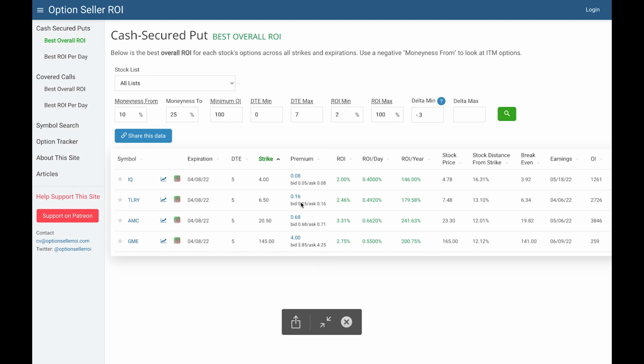So these top 2, IQ and TLRY, would not be a consideration. So that only leaves this third one here, this AMC play for the 20.50. The third thing that I do after looking at the screen results is I want to make sure that the earnings do not fall into the week that I'm running this play. Here you can see the earnings is not until May 6th, therefore we're safe. So this AMC play is the one that I would have put into my short list for consideration of a cash secured put. So let's go back to the spreadsheet.